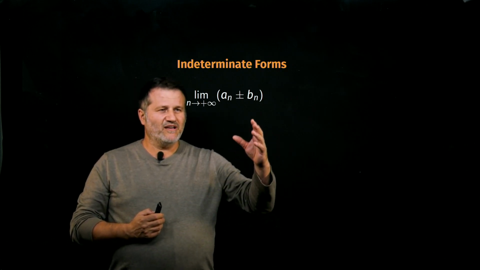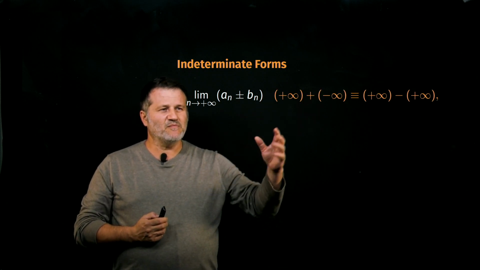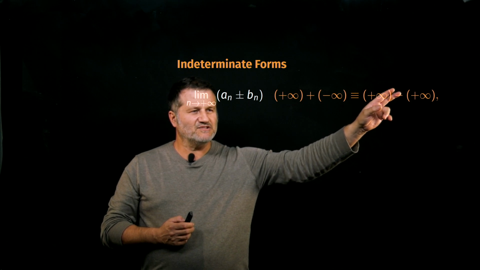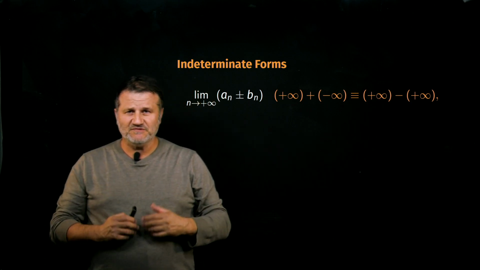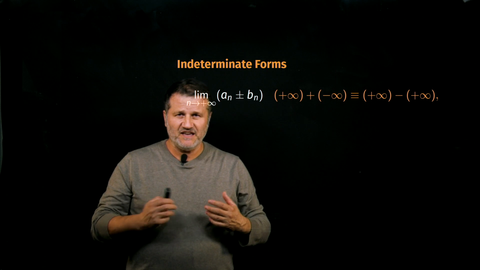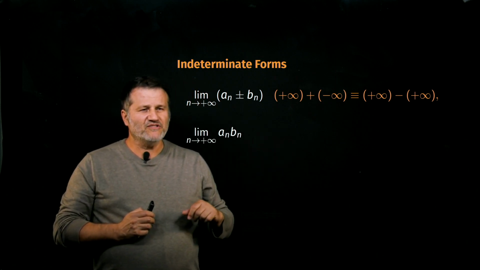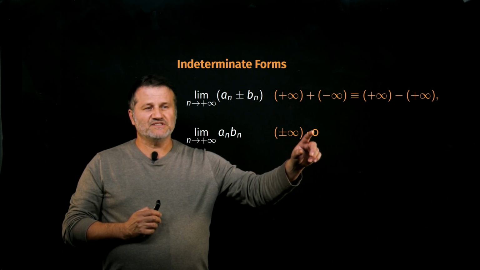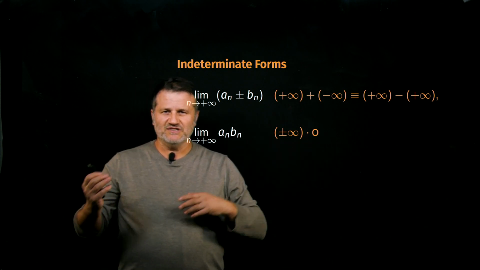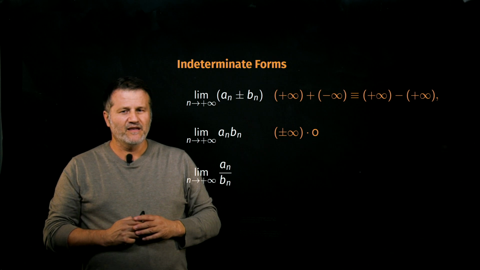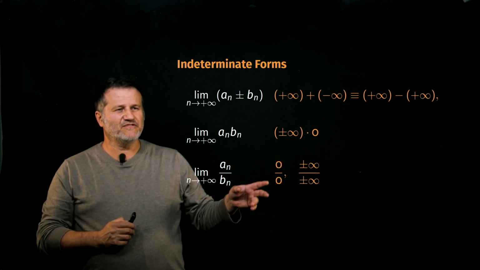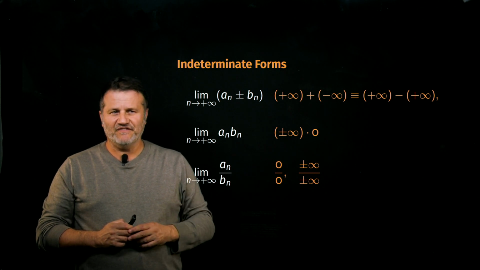For example, which is basically the same as the sum, we have for the difference the form plus infinity minus plus infinity, so the difference between two infinities of the same sign. For the product, we have the case infinity, plus or minus, times 0. So one factor goes to 0, the other goes to infinity. For the ratio, we have two forms, the 0 over 0 form and the infinity over infinity form.